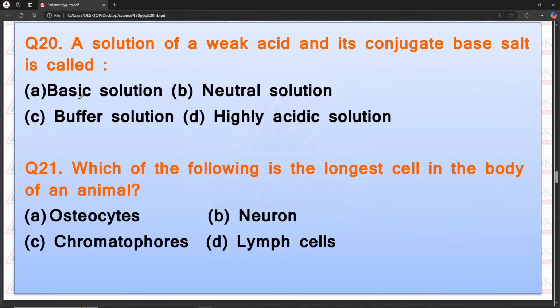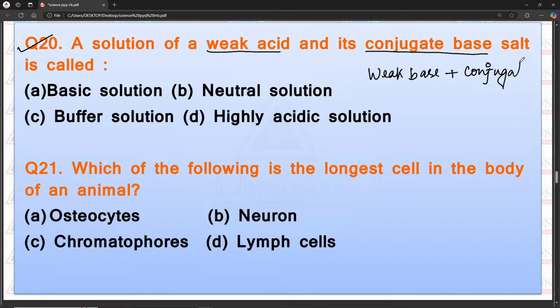Now, question number 20. Solution of a weak acid and its conjugate base salt is known as: basic solution, neutral solution, buffer solution, highly acidic solution. Whenever you are taking weak acid plus conjugate base or weak base plus conjugate acid, it will produce a buffer solution. So the answer is buffer solution. It may be weak acid plus its conjugate base or weak base plus its conjugate acid. It will produce buffer solution.